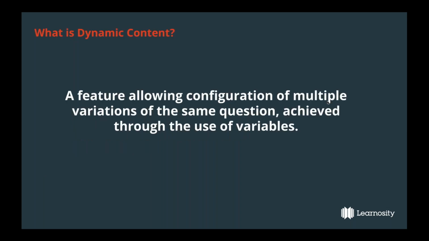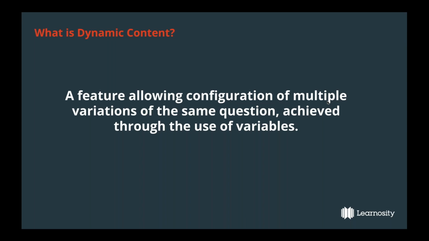So dynamic content is a feature we have in Learnosity, which allows you, the author, to configure multiple variations of the same question. And you do this by using variables. So you set up a data table on an item, and then you go and create questions in that item, and you insert variables into those questions. And those variables represent different pieces of data, and that's how it works.